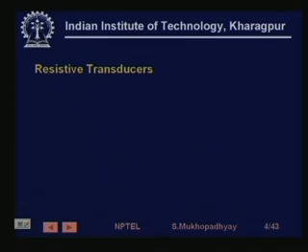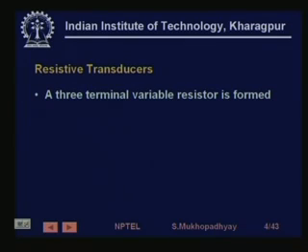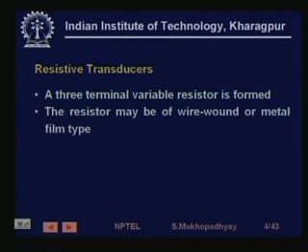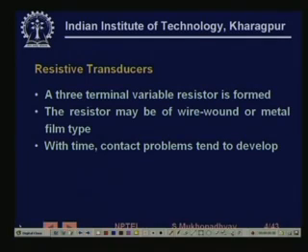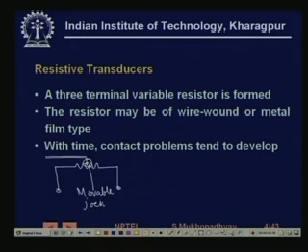So, let us look at resistive transducers first. The basic principle of sensing position using resistance transducers is that it uses a 3-terminal resistor. So, what you have is a 3-terminal resistance. There are 2 fixed terminals and there is one variable terminal. This terminal, this position can move. So, movable position, sometimes we call it a jockey.